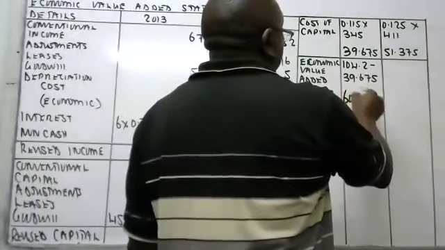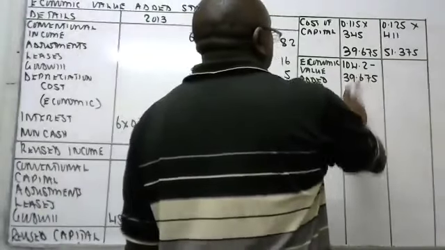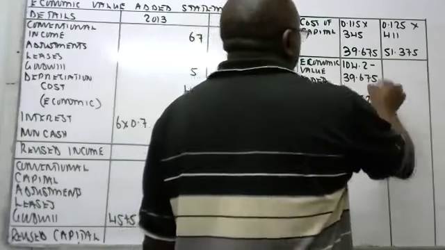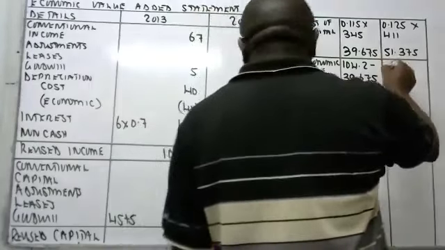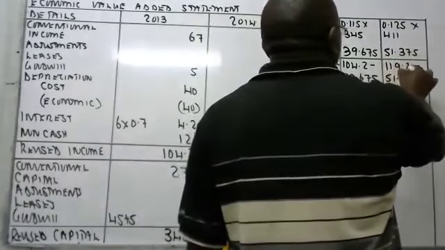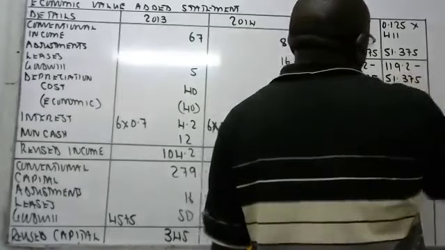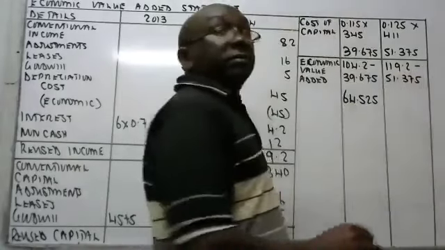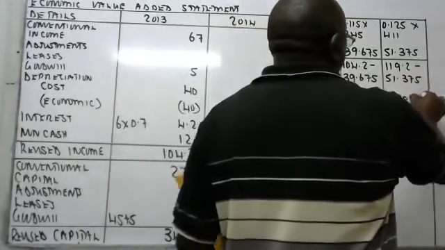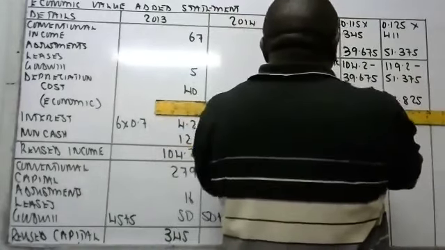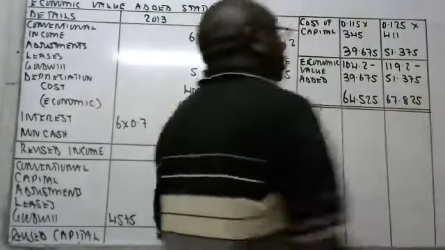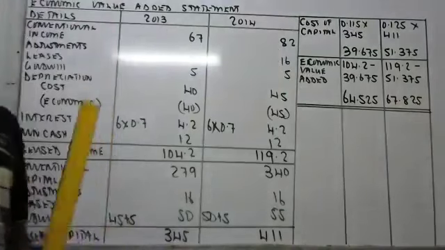60 points. Okay. 64 points. Alafu huyu mwingine ni 119.2 minus 51.375. 825. So that company is doing well. The value added is increased.